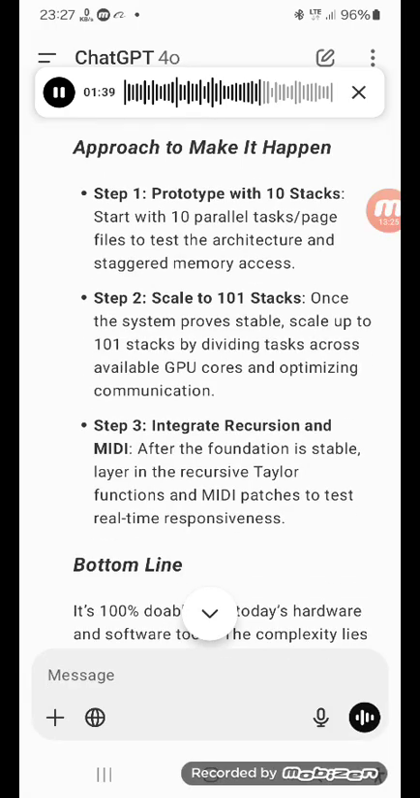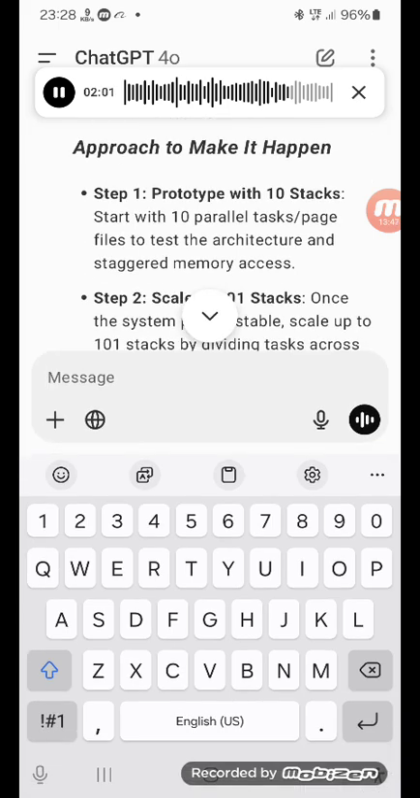Approach to make it happen. Step 1. Prototype with 10 stacks. Start with 10 parallel tasks page files to test the architecture and staggered memory access. Step 2. Scale to 101 stacks. Once the system proves stable, scale up to 101 stacks by dividing tasks across available GPU cores and optimizing communication.